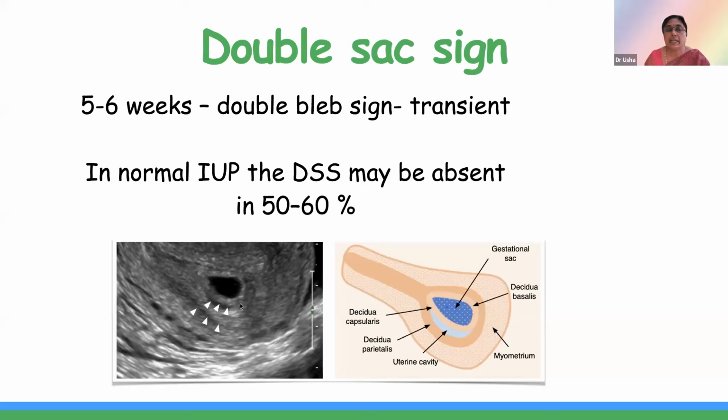But we have to remember that if you see a double sac sign, it confirms that it is an intrauterine pregnancy, but it can be absent in up to 50 to 60% of even normal pregnancy. So the presence of a double sac sign helps us to identify that this is an intrauterine gestational sac, but the absence does not exclude it to be an intrauterine pregnancy.